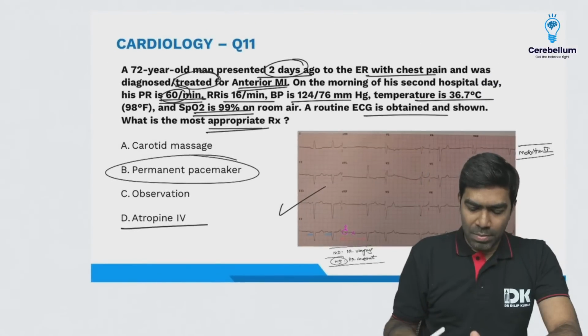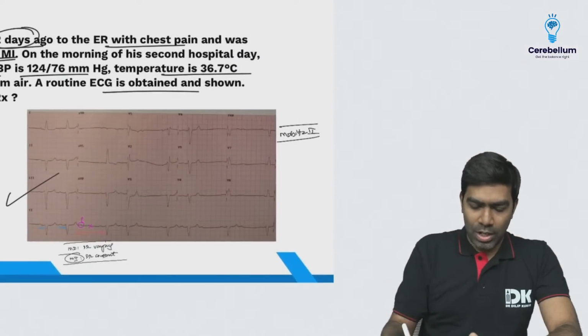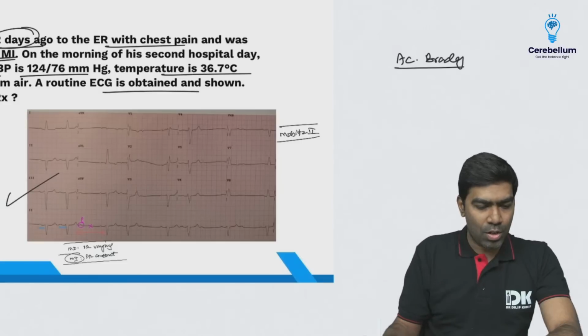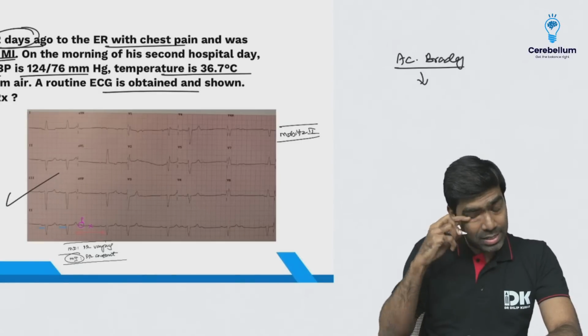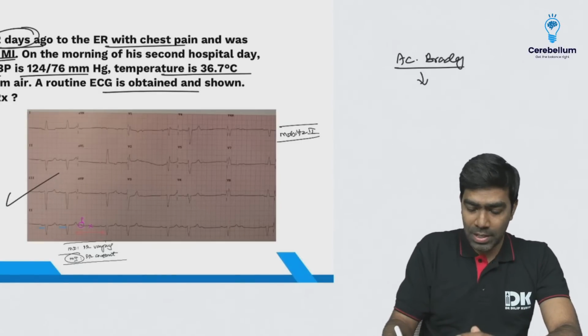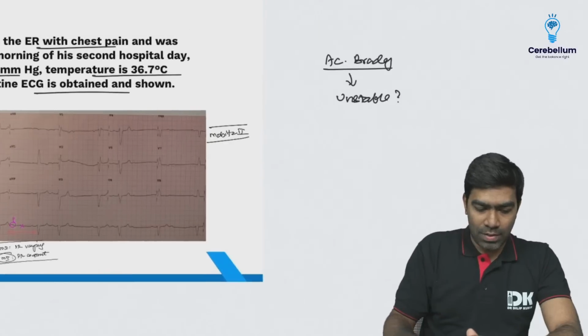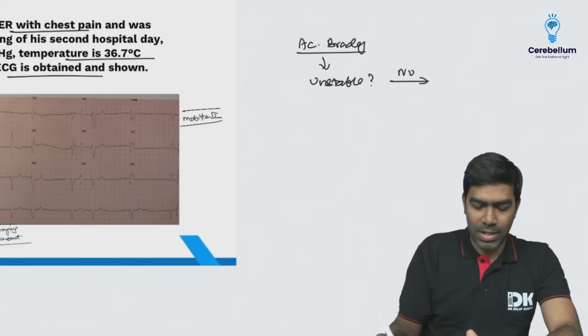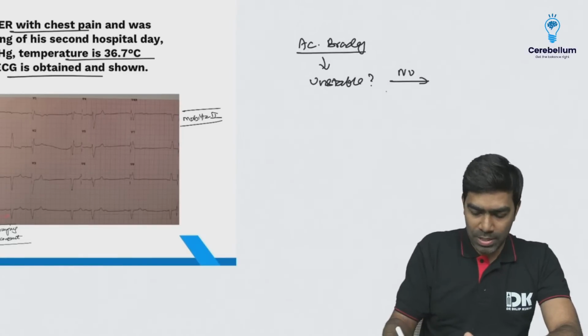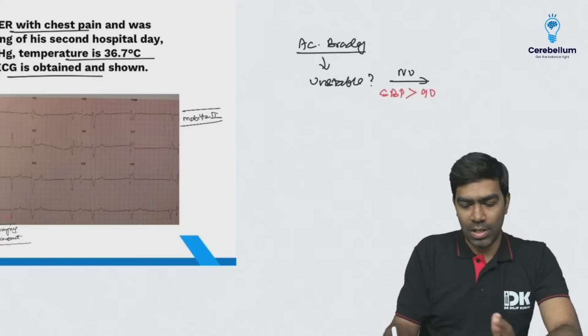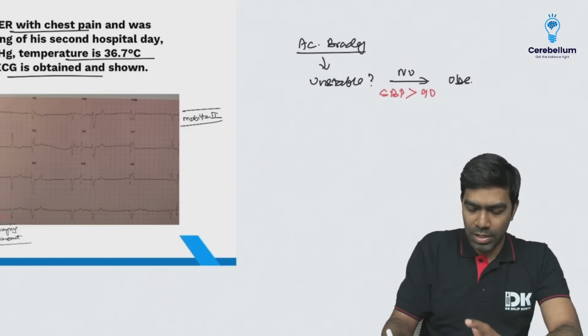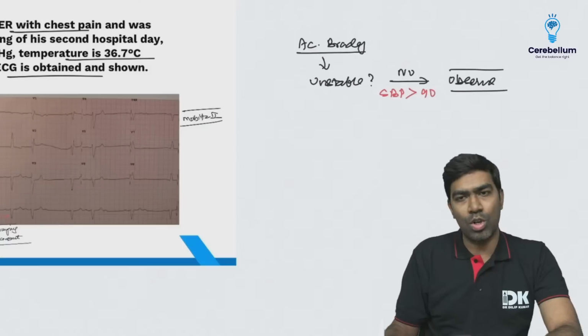So atropine IV will be used only in acute symptomatic bradies. So let us assume a patient is presenting with acute bradycardia, acute bradyarrhythmia. The next step in acute bradyarrhythmia is to see whether the patient is unstable or not. If the patient is not unstable, especially if the SBP is more than 90 millimeters of mercury, then I'm going to just observe in any acute brady. Just observe, don't do anything.